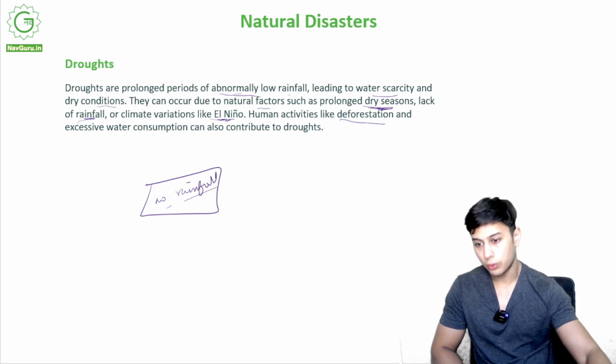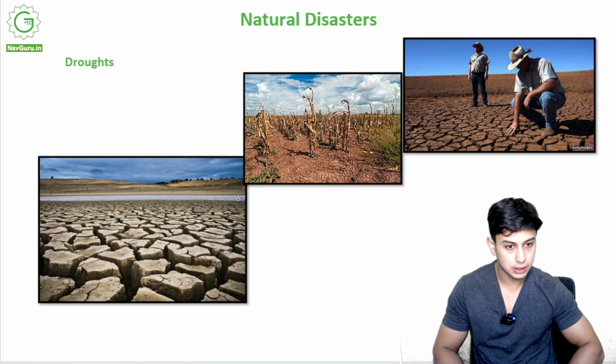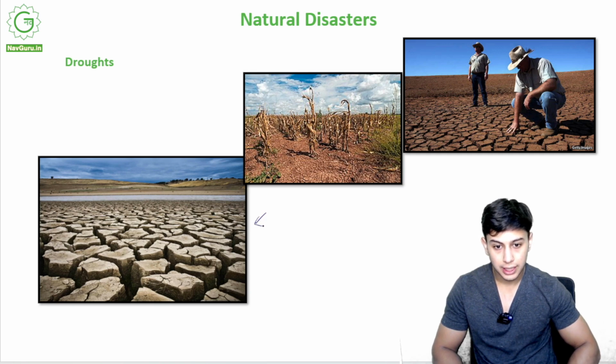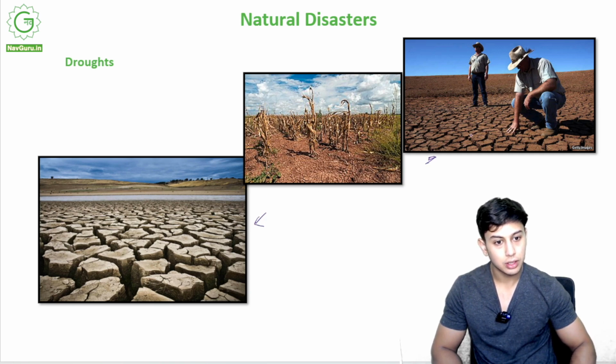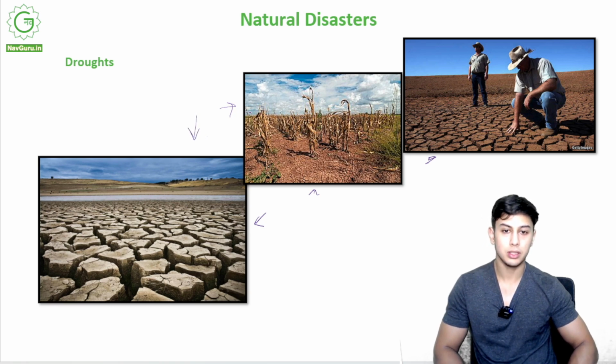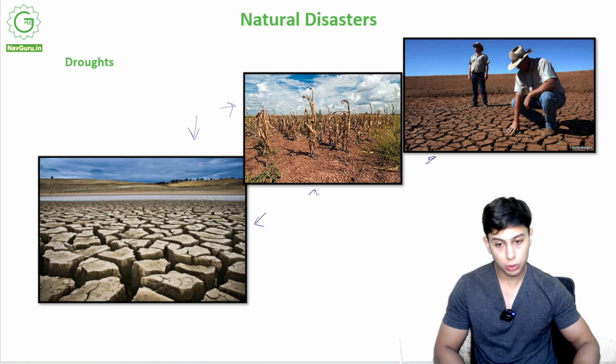What do droughts look like? They look like this. See over here. There are cracks on the surface of the earth. There is no rainfall, it is all dry. The crops will dry up, there is no plant life. This is what happens in droughts. It is a very severe condition. No food would grow on this land because there is no water.